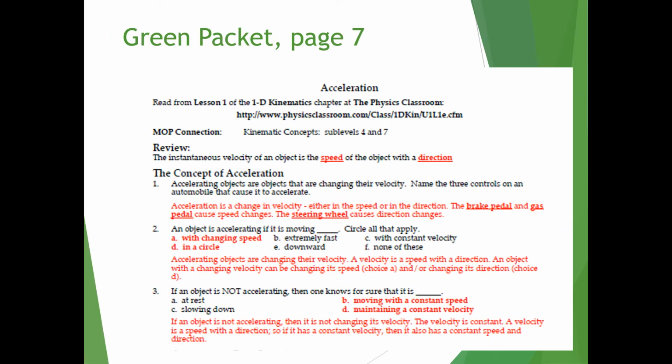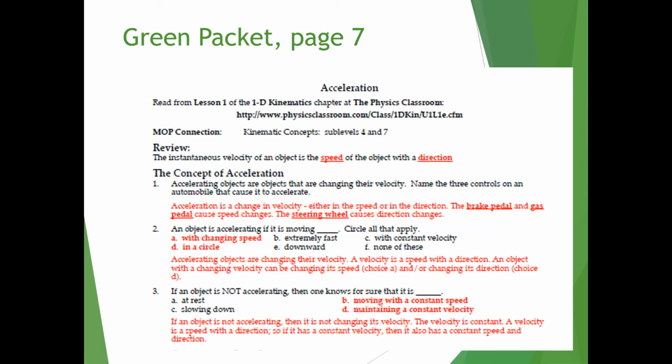So the top part of the page, the first thing was reviewing the instantaneous velocity of an object is the speed of the object with a direction. Remember, velocity is a vector and it needs a direction. Number 1, accelerating objects are objects that are changing their velocity. Name the 3 controls on an automobile that cause it to accelerate. So to speed up, you're going to use the gas. To slow down, you're going to use the brake. And to change direction, you're going to use the steering wheel.